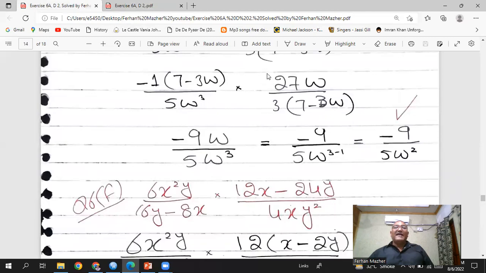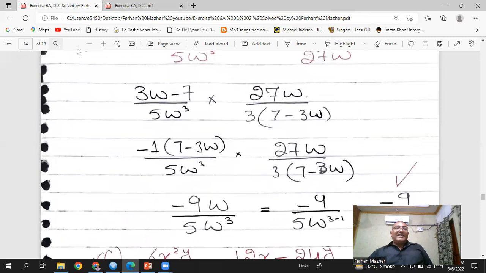So this 3 and 27 will be cancelled, it will become 9. So upstairs, you are left with the minus 9w. And downstairs, you are left with the 5w cube. In the denominator, these two are same, the bases are same actually. The power in the denominator is larger, so in the denominator I will write w raised to power 3 minus 1. So you are left with minus 9 divided by 5w raised to power 3 minus 1, that will be minus 9 divided by 5w square. 3 minus 1 is 2. So this is how this question is done.